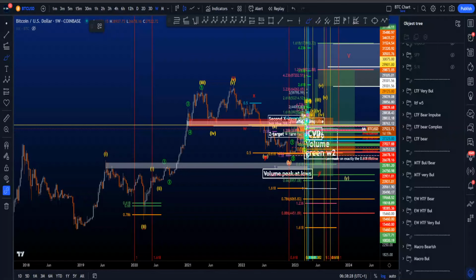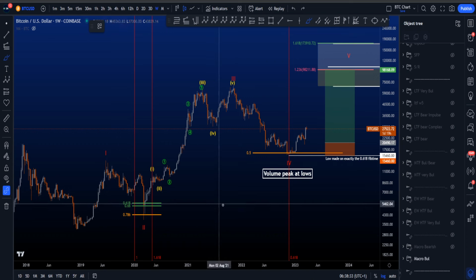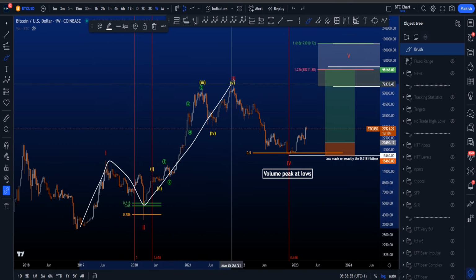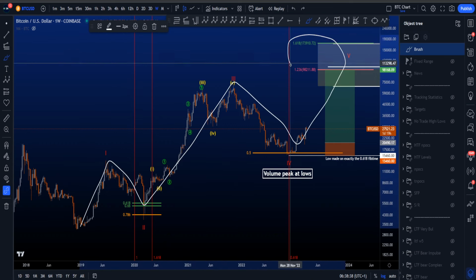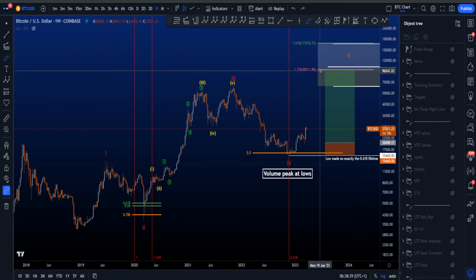Hi everyone, let's go through all my scenarios, bullish and bearish, preferred and alternative. Starting on the macro with the bullish scenario where I'm looking for a 1, 2, 3, 4 and then a wave 5 to the upside with targets most commonly between 98k and 174k.